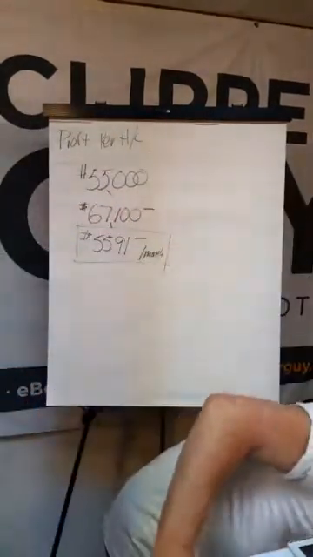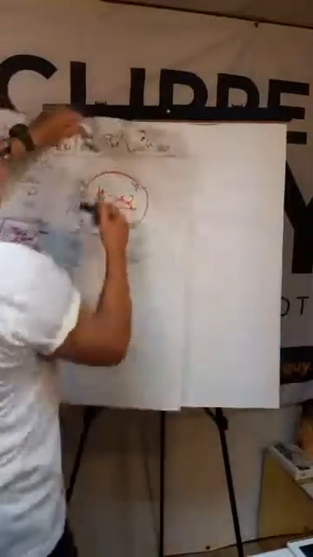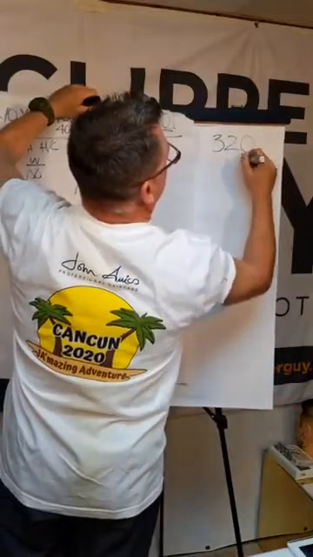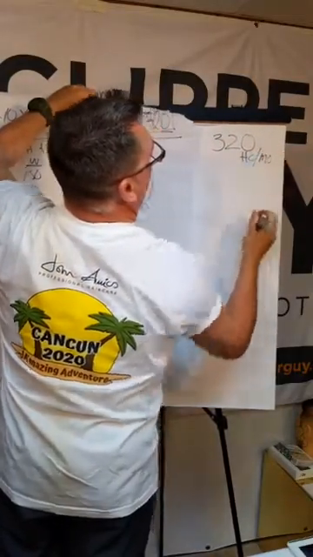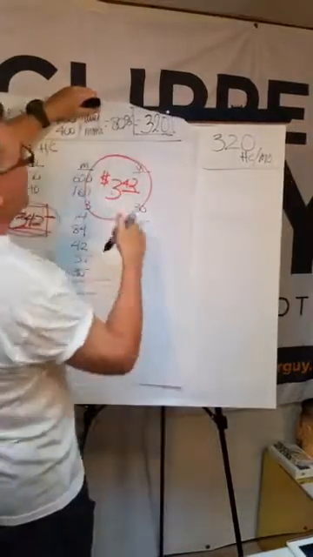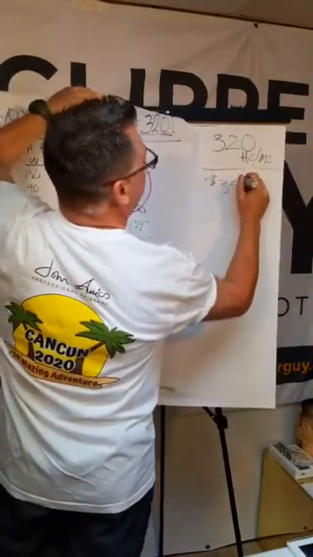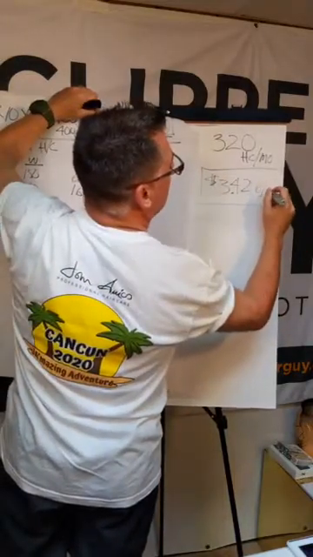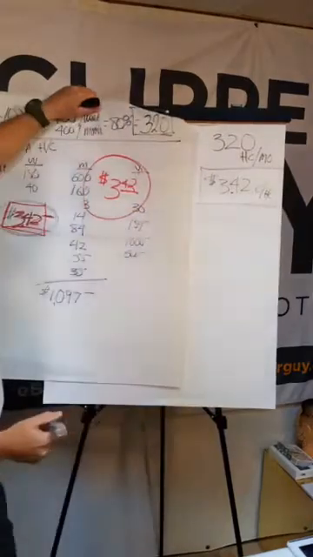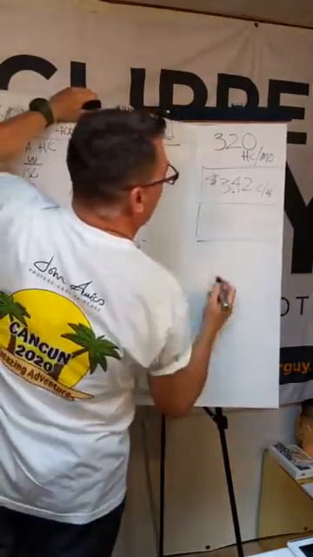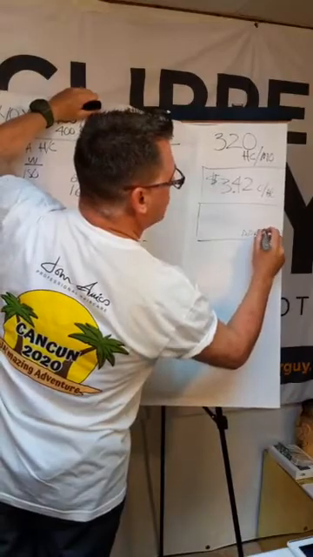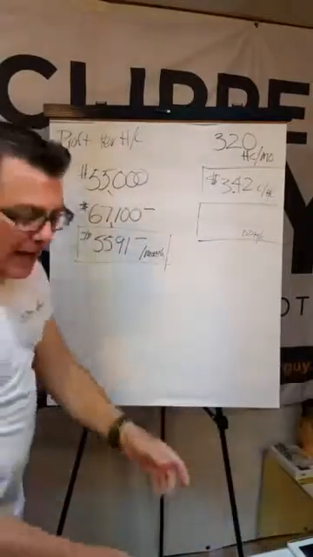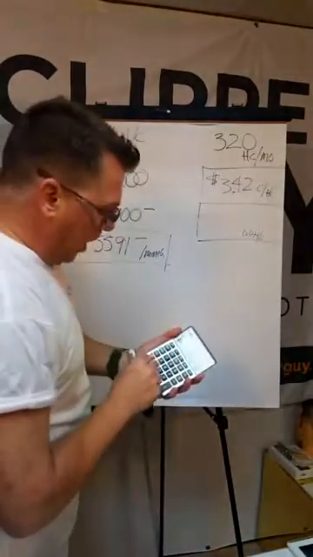So remember, and I'm going to move this number to here. 320 is HC/MO, haircuts per month. $3.42 is our cost per haircut. Cost per haircut. Now we want PPHC, profit per haircut. So we take $5,591 divided by 320.